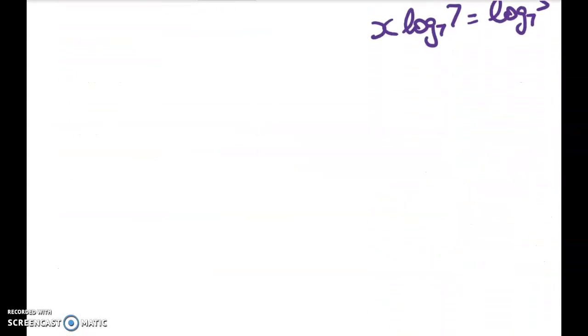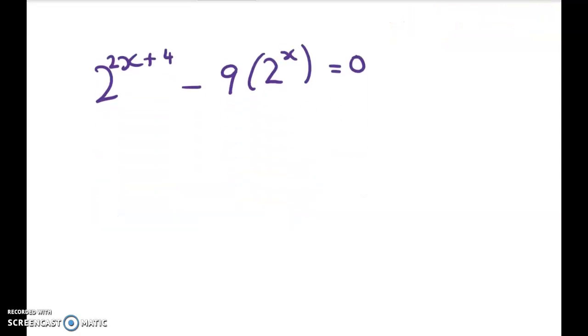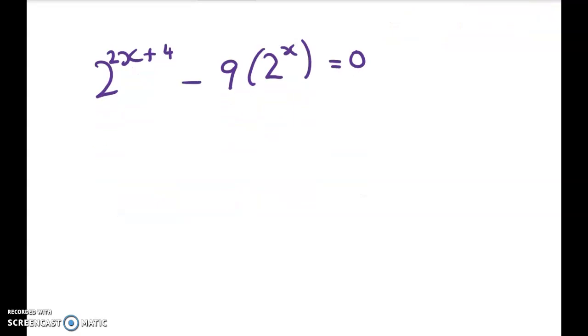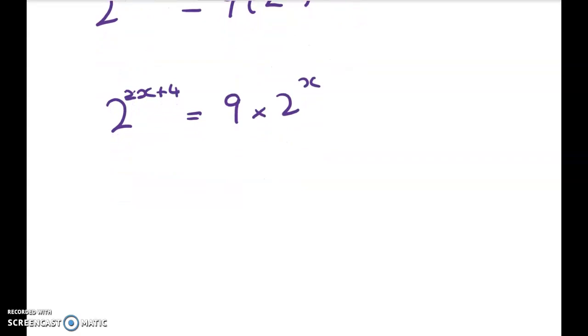So what we were asked to solve was this: 2 to the power of x plus 4, 2 to the power of 2x plus 4 minus 9 times 2 to the power of x is equal to 0. So when I saw this question, I did it like this. I didn't turn it into a quadratic. I went 2 to the power of 2x plus 4 is equal to 9 times 2 to the power of x. And then I did my level 2 NCEA or my AS log rules.